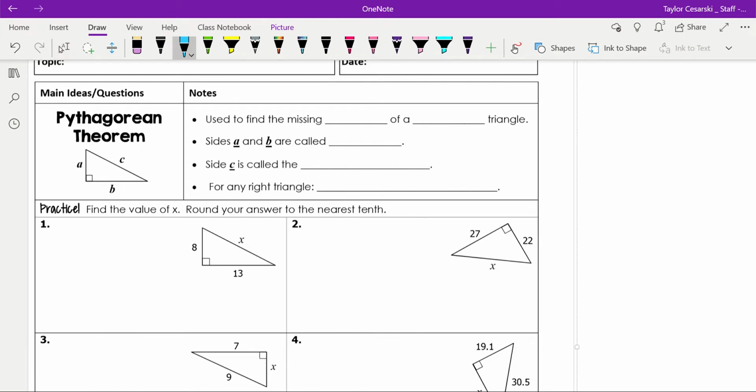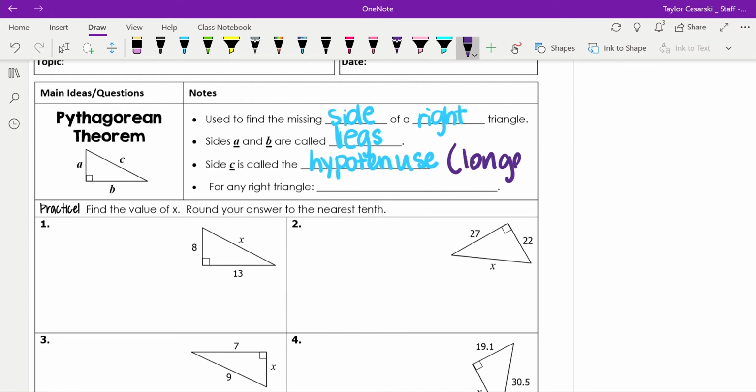Alright, so the Pythagorean Theorem is used to find the missing side of a right triangle, and it's really important that we're only using it with right triangles, or triangles that have a right angle. Sides A and B are called legs, and side C is called the hypotenuse. I'm going to make a note right here that that is your longest side. Our formula is a squared plus b squared equals c squared.